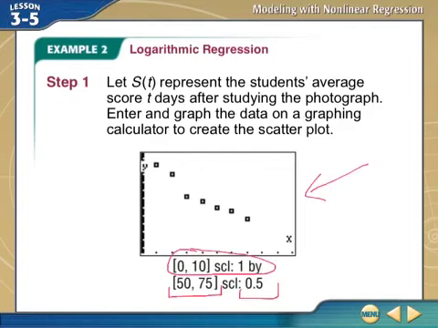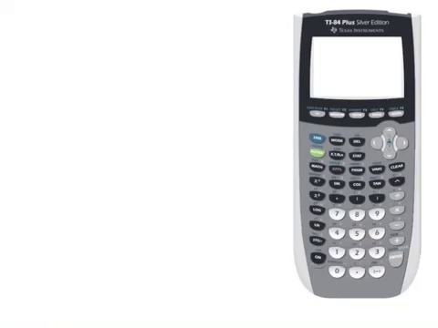So what we want here is to let S of t represent the student's average score, and t represent the days after studying the photograph. So the x-axis would be labeled with time or number of days. The y-axis would be labeled with the percentage or the percent of the photograph that they remembered after t days. Once we have our scatter plot created, our next step is to come up with a logarithmic regression.